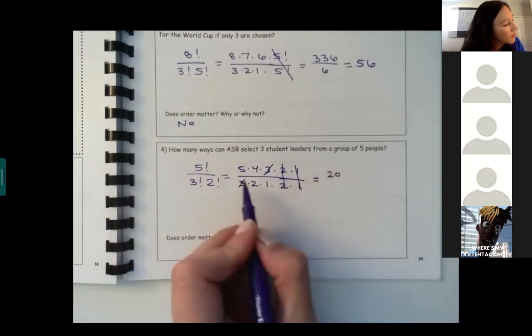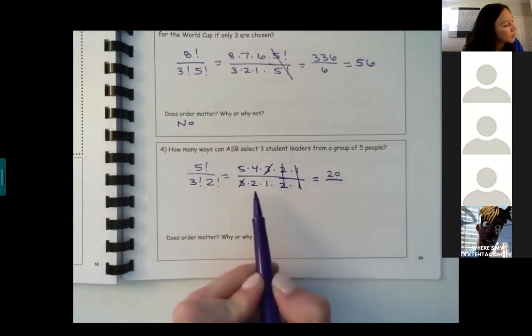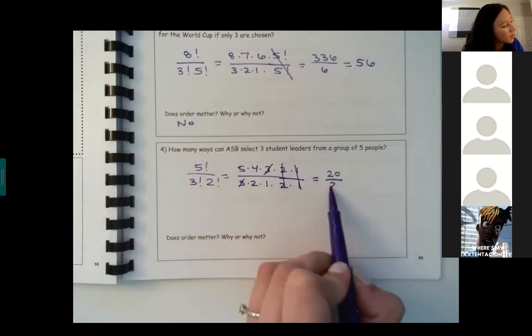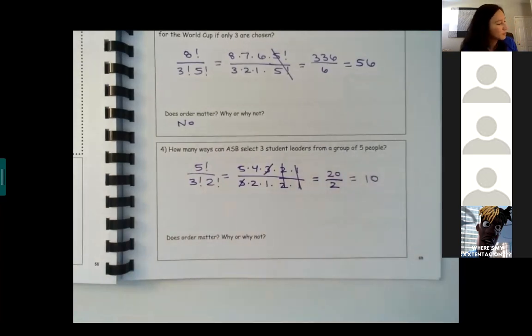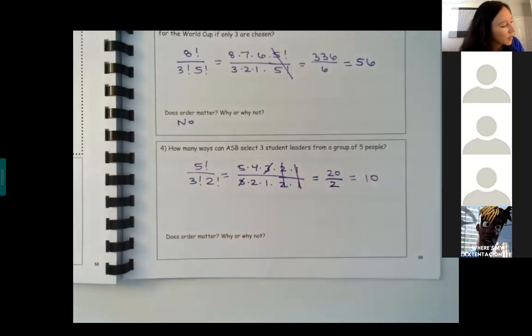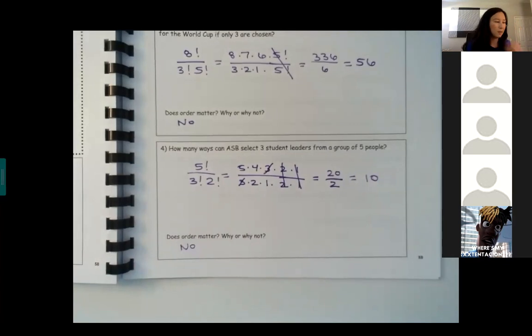So we get 5 times 4. Oh, I see. That's where I went wrong. Oh, perfect. Okay. So we are left with 5 times 4 on the top, which is 20, divided by 2 times 1, just 2 on the bottom. So there'd be 10 different ways to pick 3 leaders from a group of 5. And we know the order does not matter.